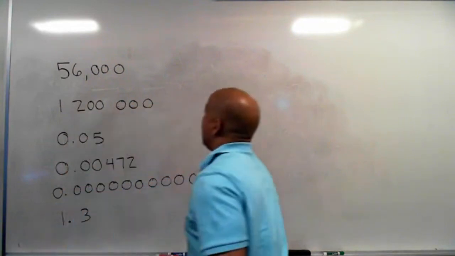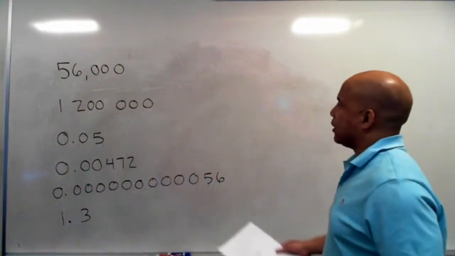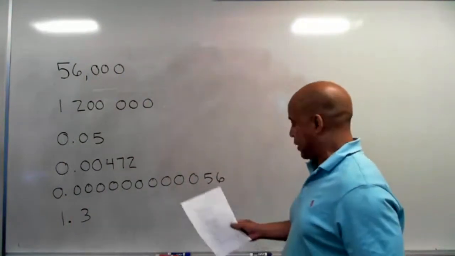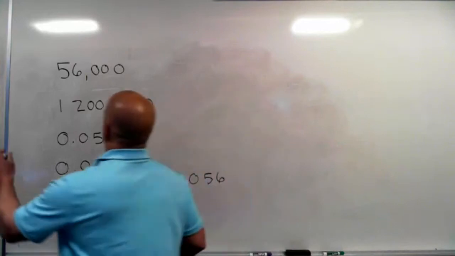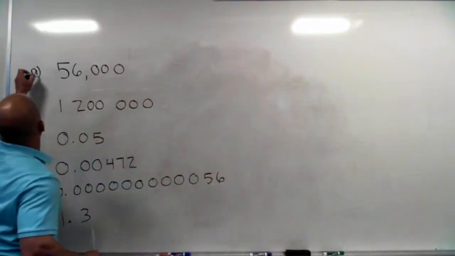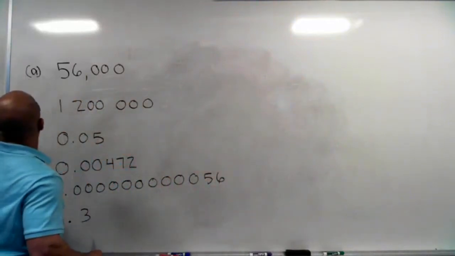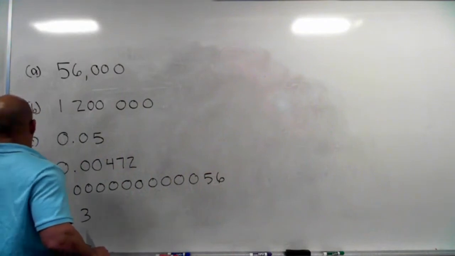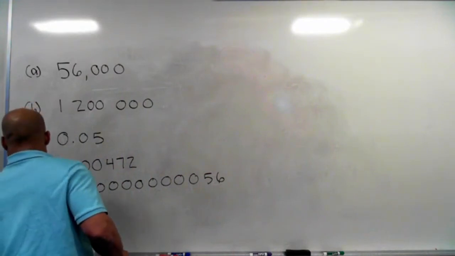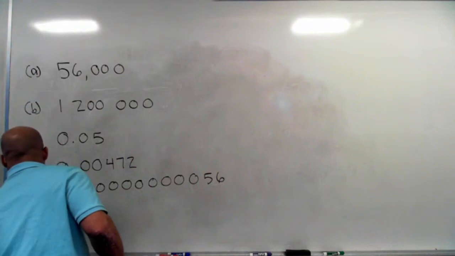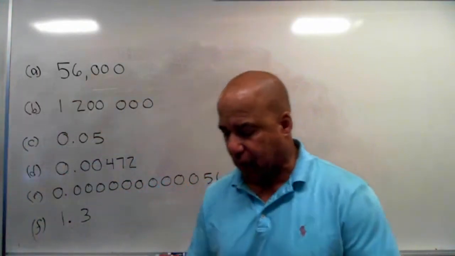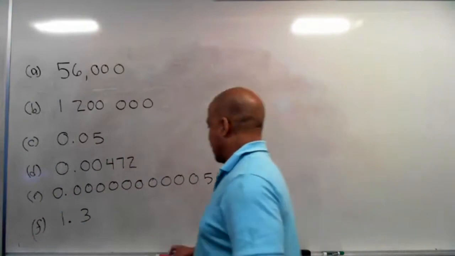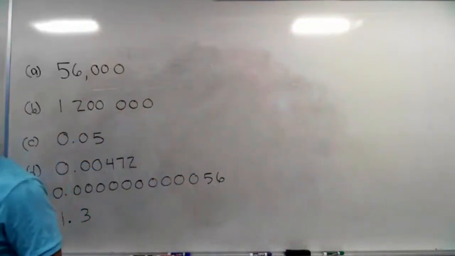All right, so there is a list of problems. You're going to put these in scientific notation, and there are numbers A through F, so I'll put these up here. All right, so there you go. I'll give you a few minutes to work these, and then we'll talk about them and see how you do. So go ahead and do these, and we'll look at them in just a second.